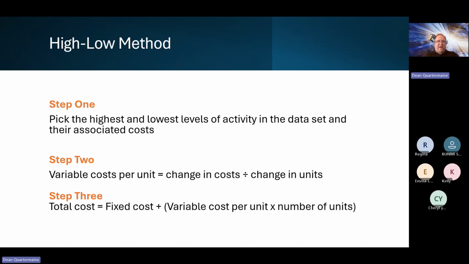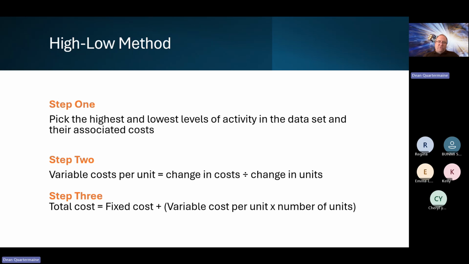Then what you're trying to work out is what the variable cost per unit is. The variable cost per unit is the changing cost between essentially the highest and the lowest, changing cost divided by the change in units. So if you've got a change of, say, 600 units, going from 800 to 200, explained by a £6,000 change in cost, then it's a variable cost of £10 per unit.